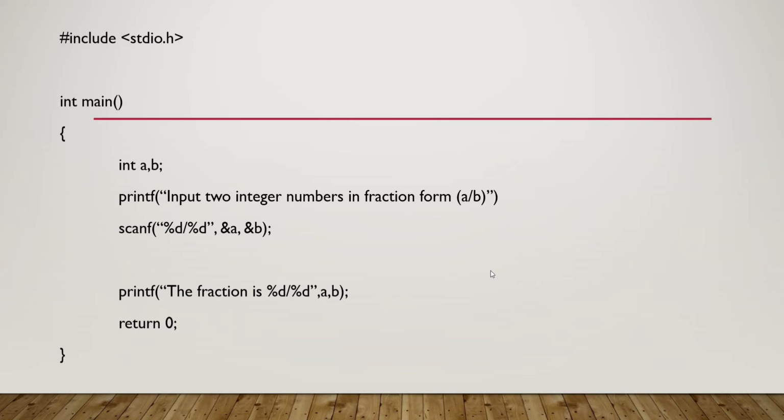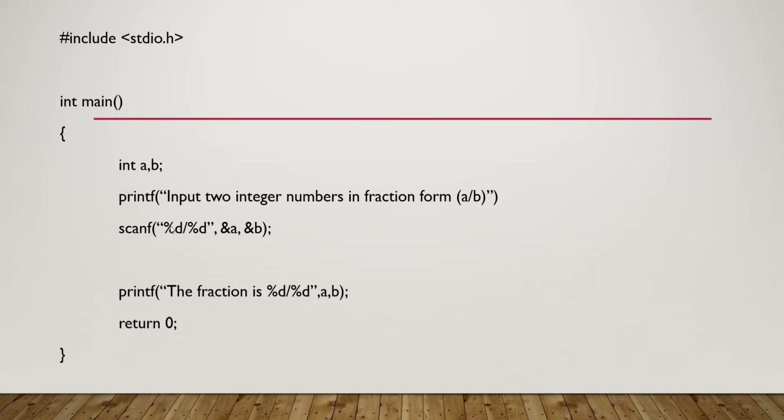All right, so this is an example problem. We have the directive and the main function. We're declaring two variables, A and B, and we're assigning them no value. When we run this program, it's going to show the user an instruction, asking them to input two integer numbers in the form of a fraction, A slash B. So A is going to be %d and B is going to be %d.